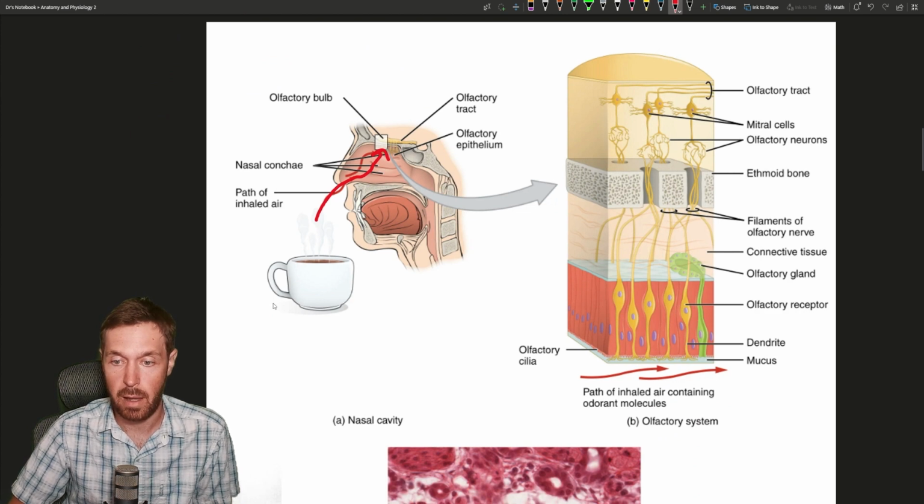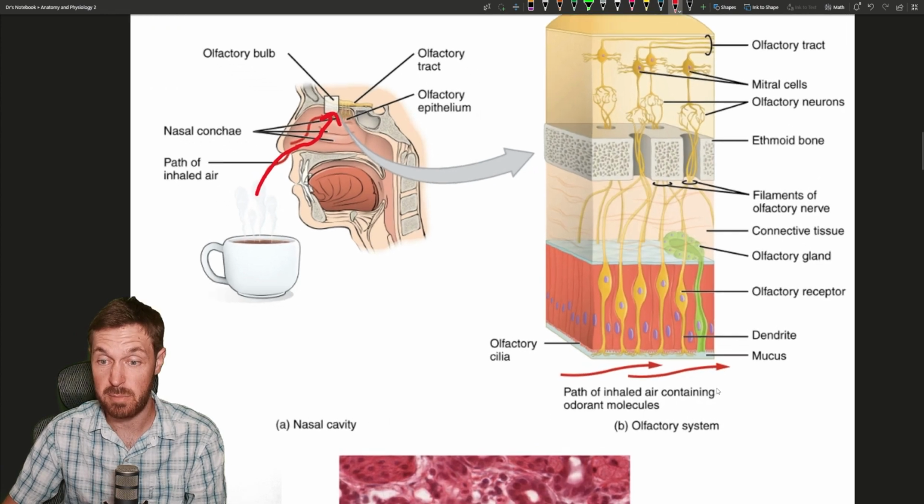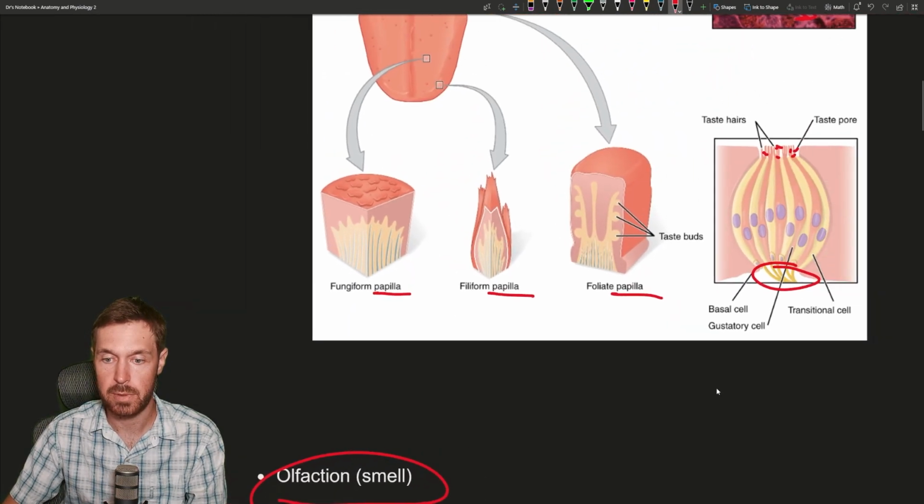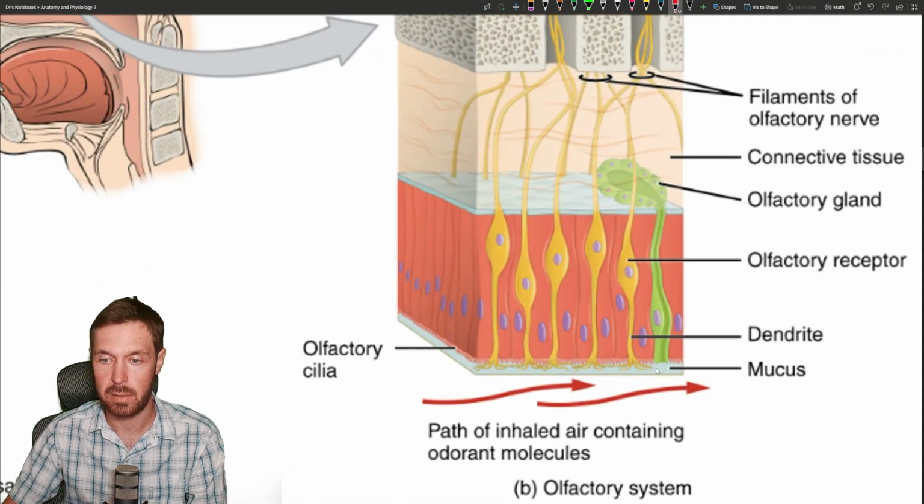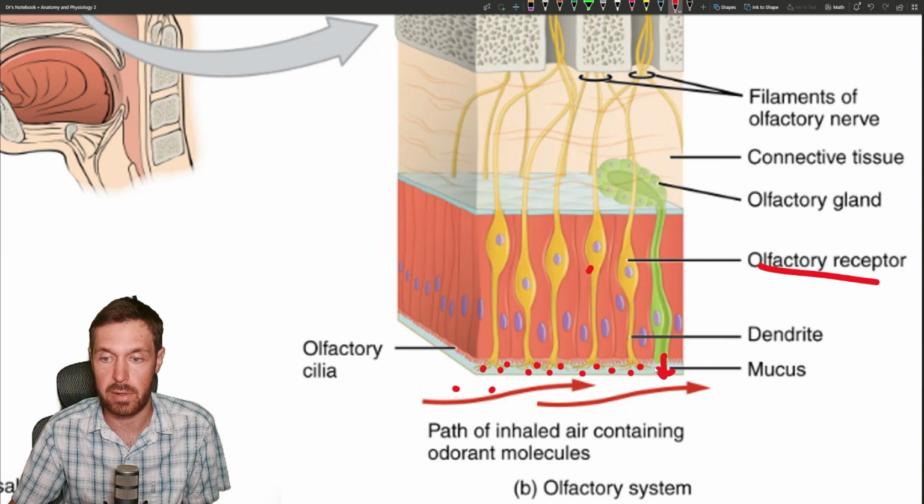So there's a layer of mucus found in there, and the smell chemical, oops, what's it doing? Let me zoom back in here. It was jumping on me. Whatever you're breathing in will bind to these olfactory receptors, smell receptors here. So these are olfactory receptors. And then this is an olfactory gland producing the mucus that's out here.